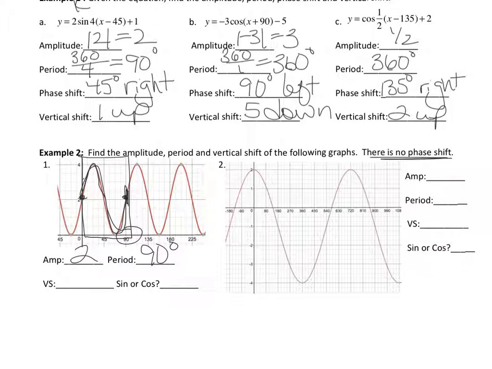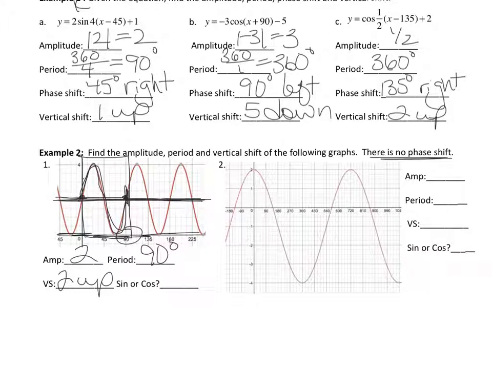Taking a look at the vertical shift, I know because my midline is now here at y equals 2, my graph must have shifted 2 units up. Remember that the midline of the parent function was the x-axis, so it has been moved up 2 to y equals 2, so that means every point on the graph has been shifted 2 units up.